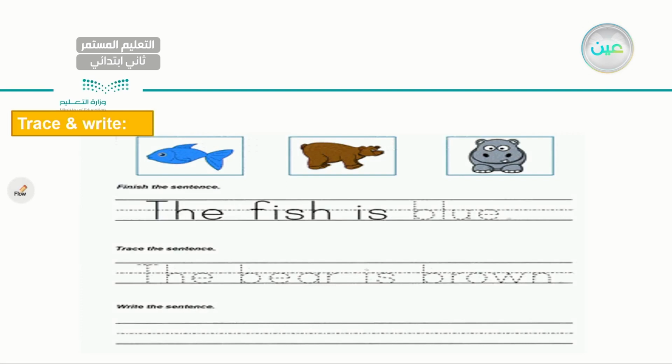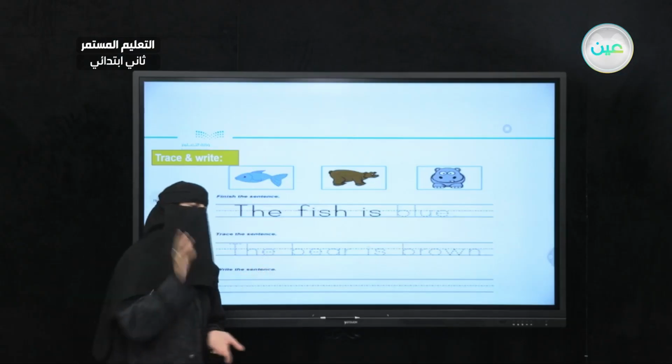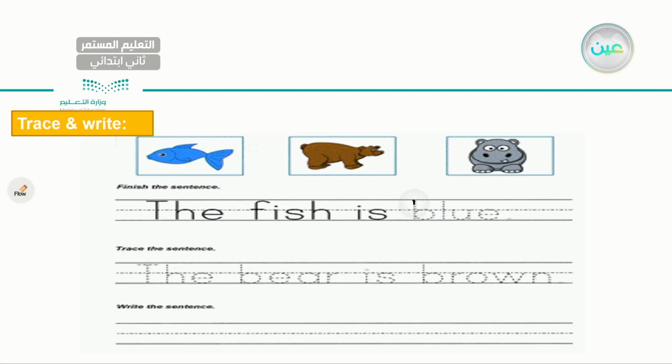Here I try to give you not only words but sentences, but we will do it one step at a time. For example, we will finish the first sentence. The fish is, let's trace the last letter. The fish is blue. I need you to write down the whole sentence now, okay? The fish is blue. Very good. So we trace the last letter. Now, the last word, sorry.